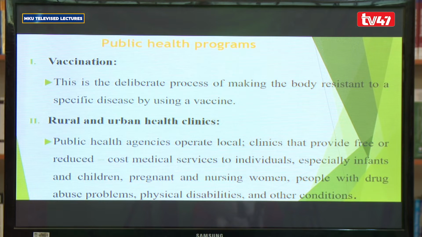The other program of public health is rural and urban health clinics. Public health agencies operate local clinics that provide free or reduced cost medical services to individuals, especially infants and children, pregnant and nursing women, and people with drug abuse problems, physical disability, and other conditions.